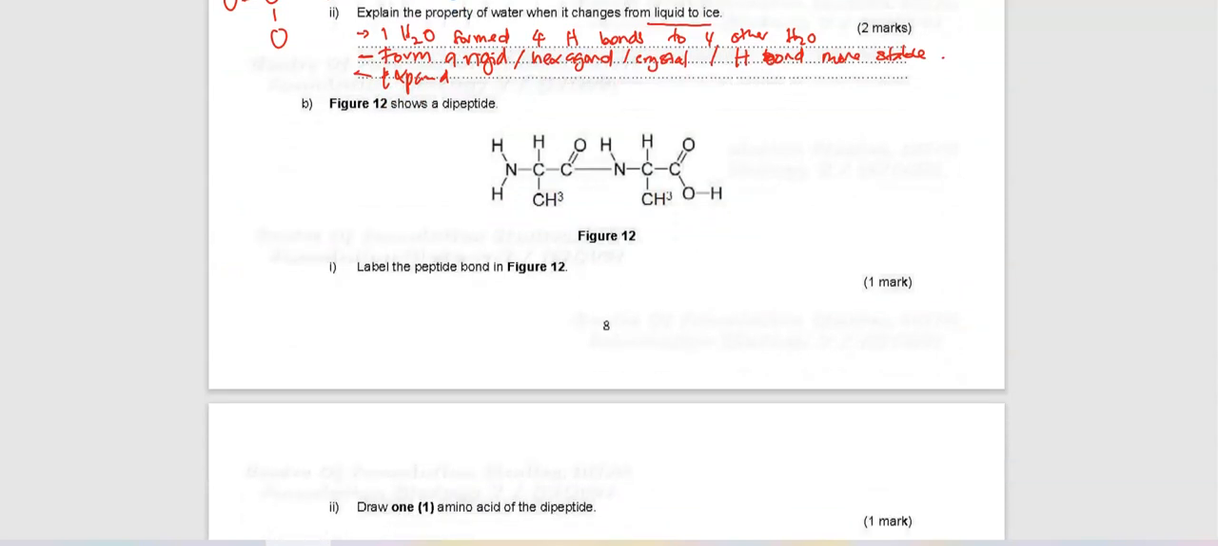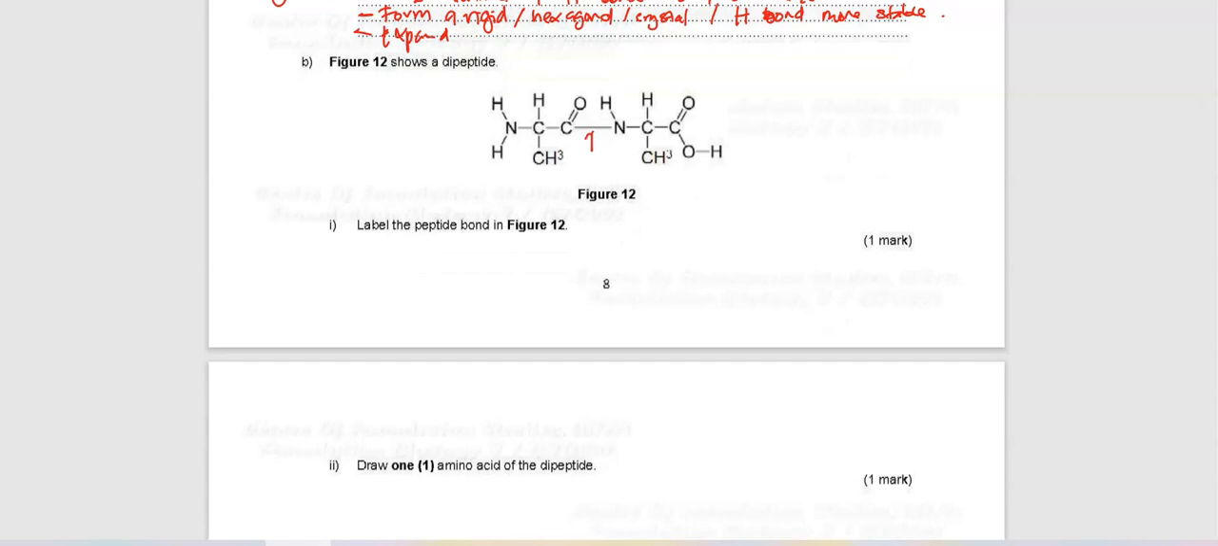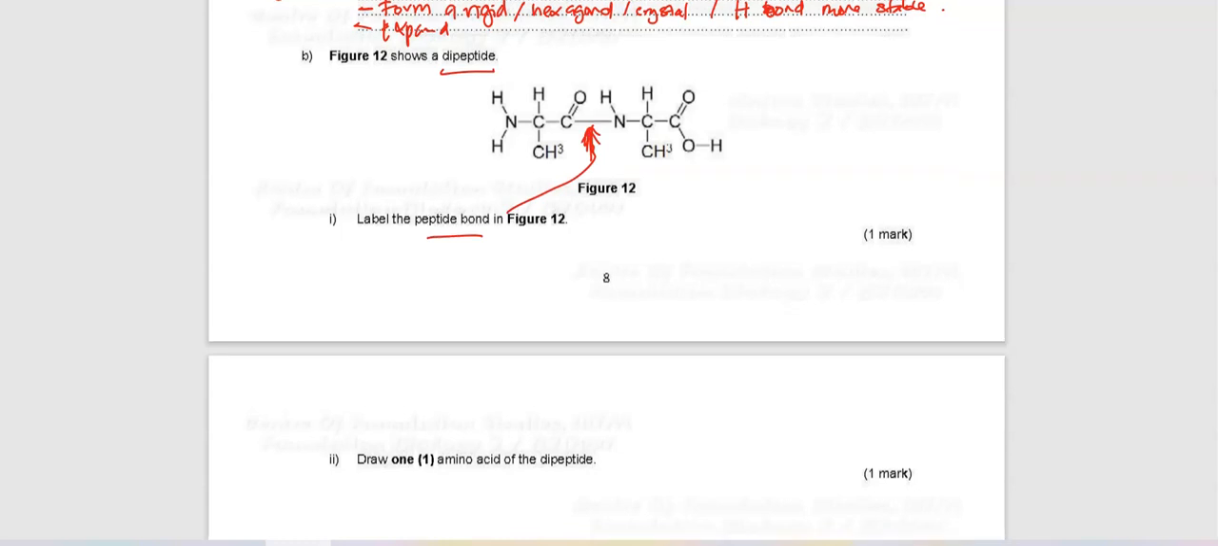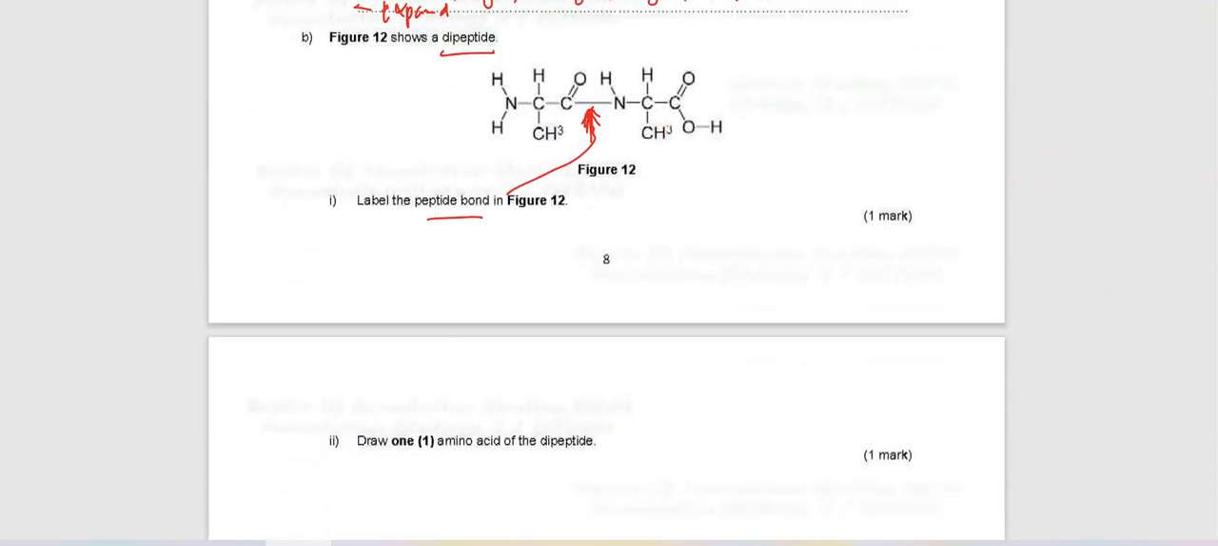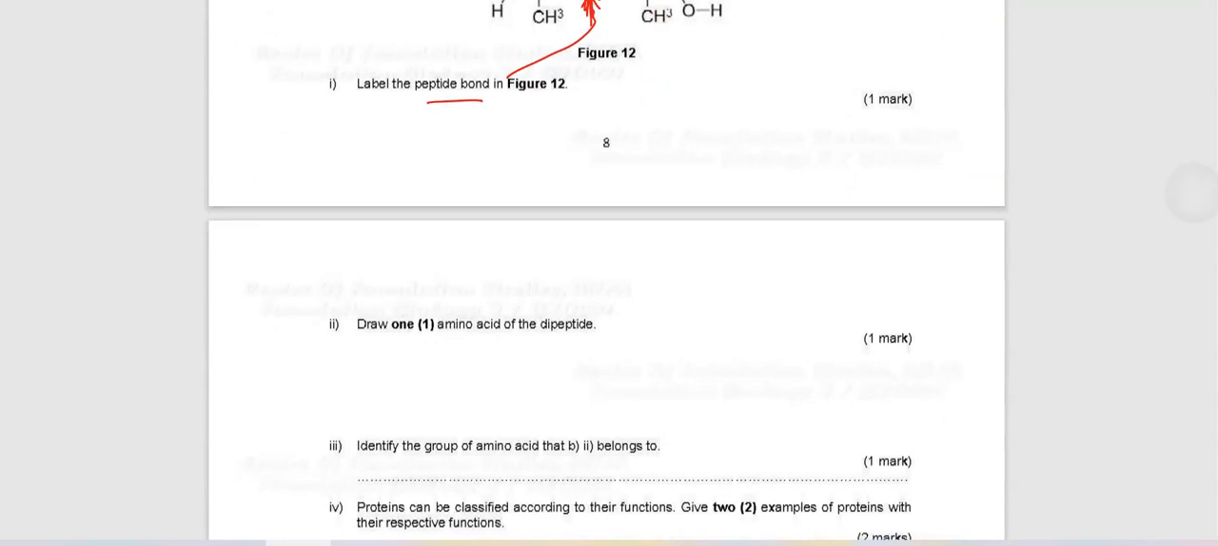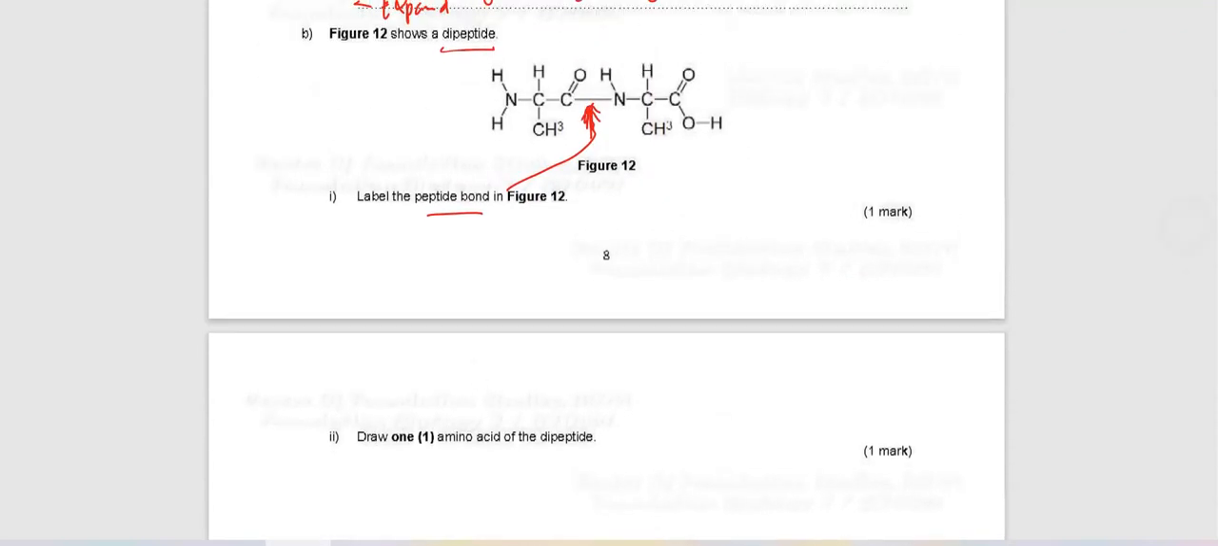Next, B. Figure 12 shows a dipeptide. Here you have a peptide bond. The molecule is a dipeptide, and the bond is a peptide bond. Label the peptide bond; I've already drawn it there. So 1 mark, so easy. Number 2, draw 1 amino acid of the dipeptide.